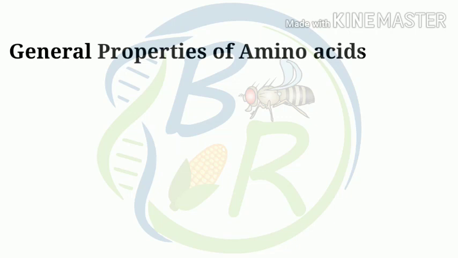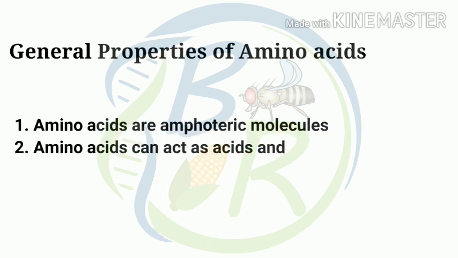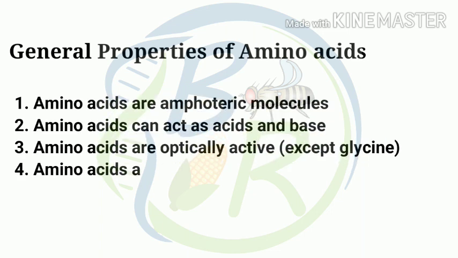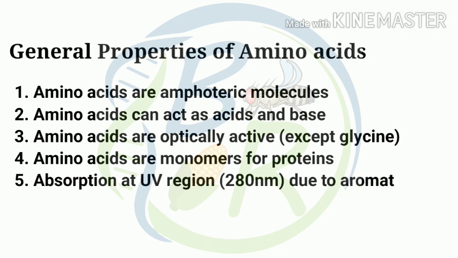So, after discussing the general structure of the amino acid, let us peek into the general properties of all amino acids. The first property is that all amino acids are amphoteric in nature. Amphoteric means they can exist in the zwitterionic form, having both positive and negative charge. The second property is that an amino acid can act as an acid and a base because it is an amphoteric molecule, and its acidic and basic property depends upon the solution in which it exists.